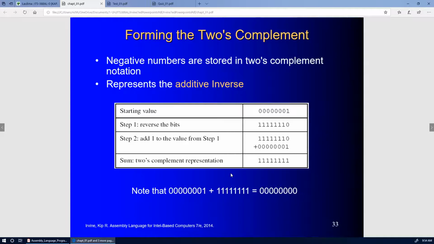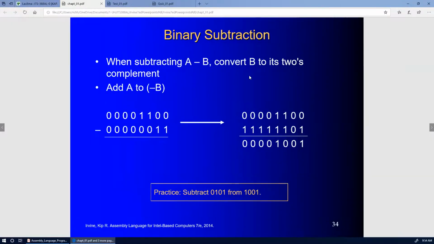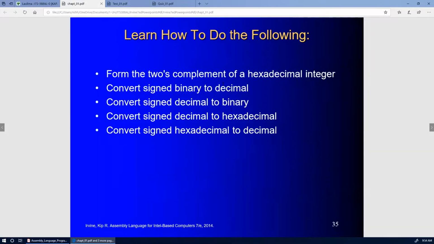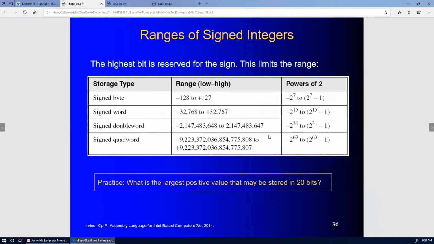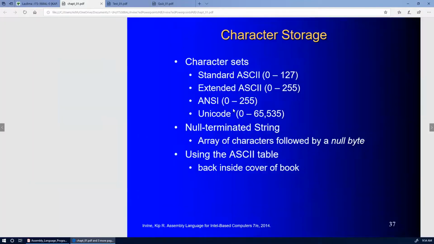So you want to be able to add a negative number to a positive number and get the right answer. So 2's complement notation is the way to do it. Binary subtraction, okay, so you need to know how to do these things: form a 2's complement of hexadecimal, convert signed binary to decimal, decimal to binary, decimal to hexadecimal, and hexadecimal to decimal. And you should know the ranges.